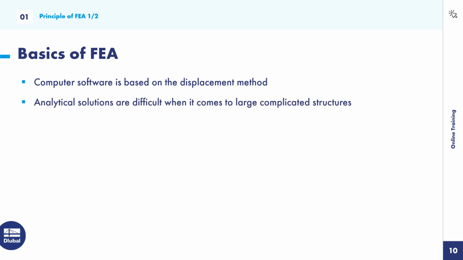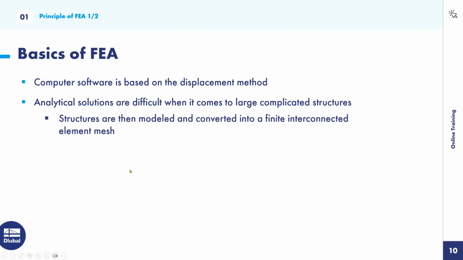Also, analytical solutions are difficult when it comes to large, complicated structures. Real structures require pages and pages of calculations compared to the simplified examples that are normally shown in structural analysis classes and statics classes. This is why the FEA method was developed, so we can decompose those structures into a mesh of finite interconnected elements.